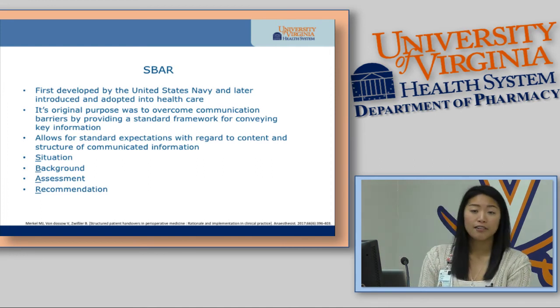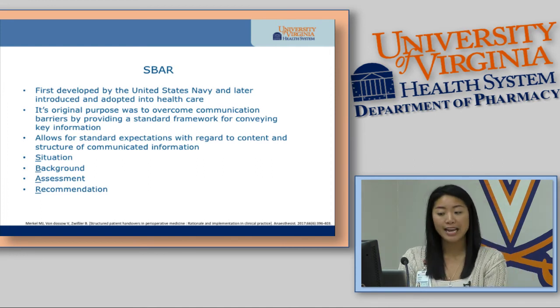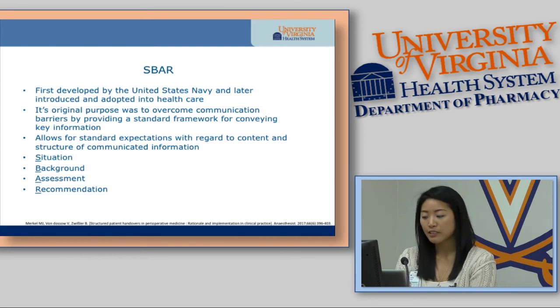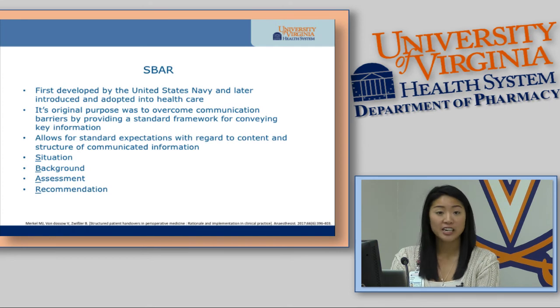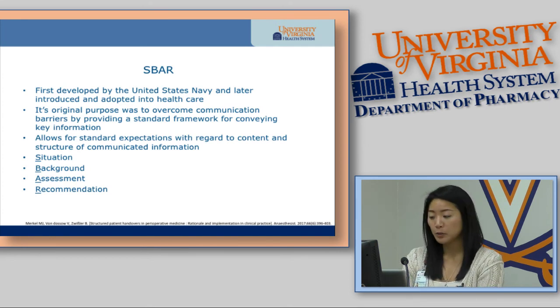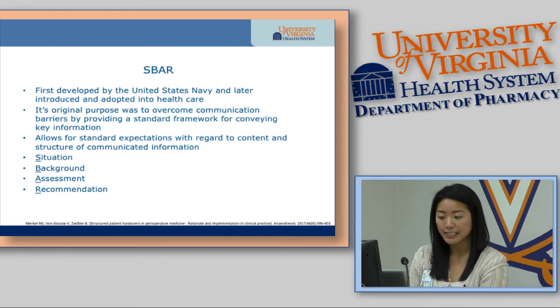One form of structured handoff communication is something we call SBAR. This was first developed by the United States Navy, and it was later introduced and adopted into healthcare. Its original purpose was to overcome communication barriers by providing a standard framework for conveying information. It allows efficient organization of information. It facilitates collaborative team-based practice and communication, including shared decision-making. And it can be used as a verbal or written tool for conveying information. The acronym stands for S for situation, B for background, A for assessment, and R for recommendation.